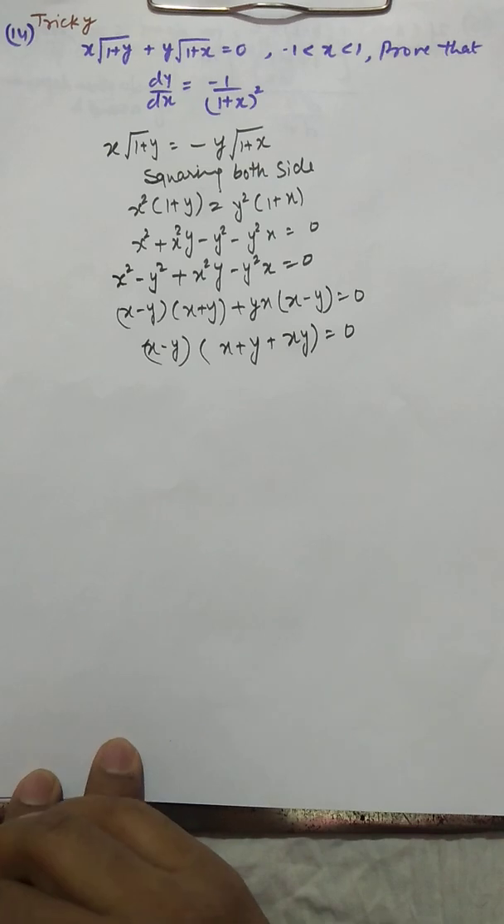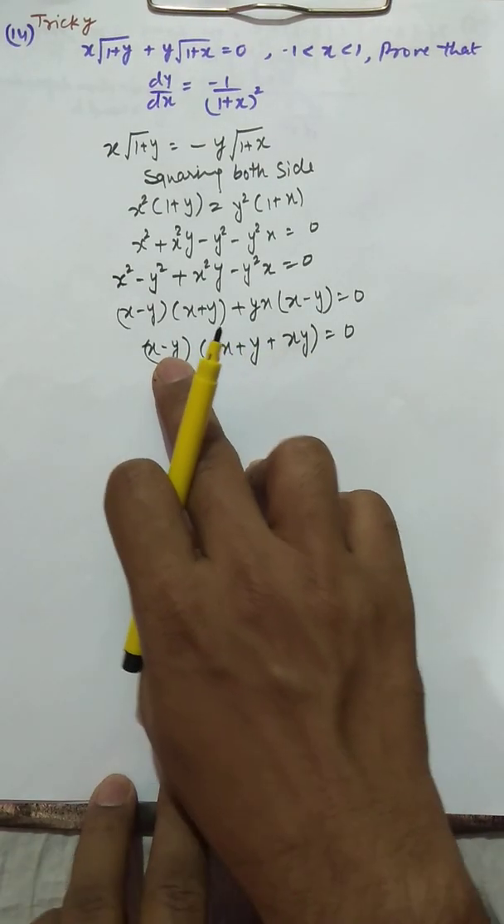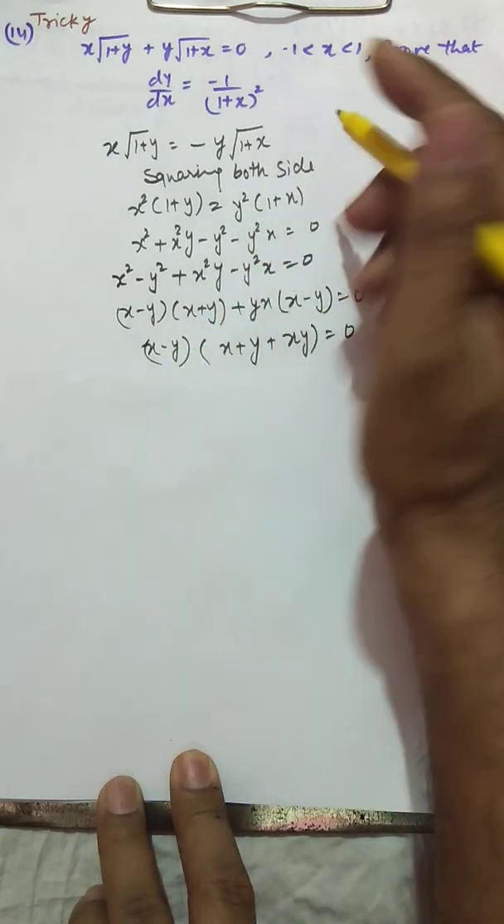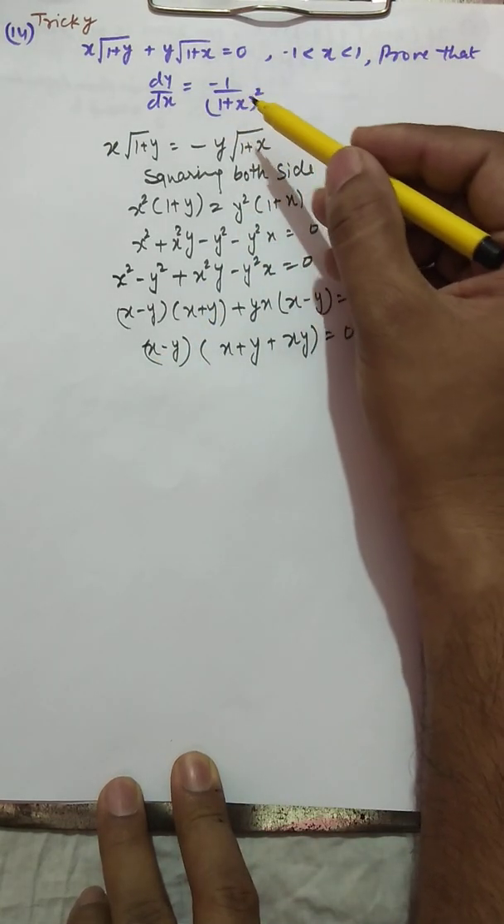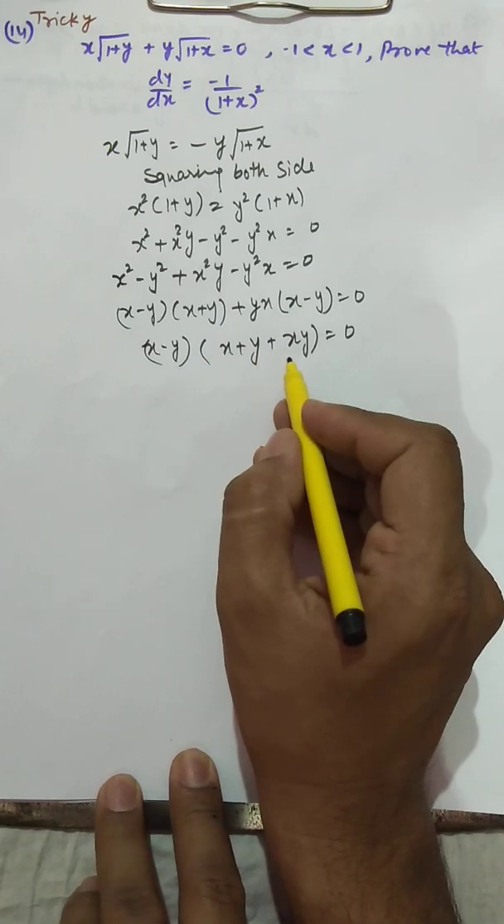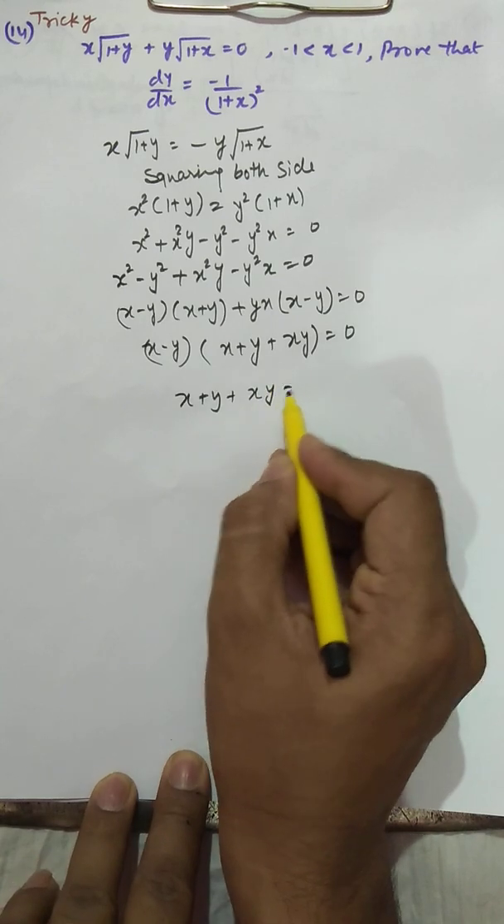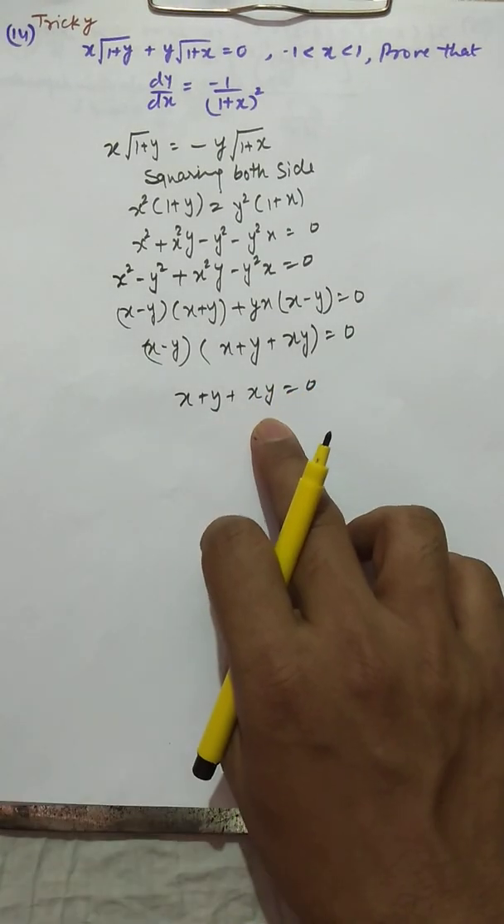Either your first factor can be 0 or your second factor can be 0, but you see that if you make the first factor 0, then dy by dx will not be equal to this. So we are not using this factor, we are using the second factor, x plus y plus xy equal to 0. Again there is a trick.